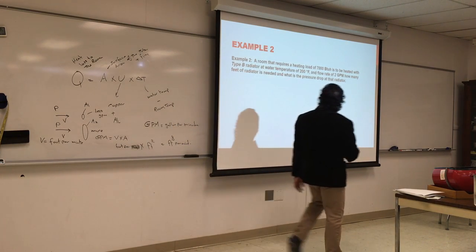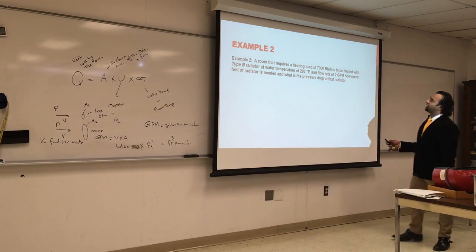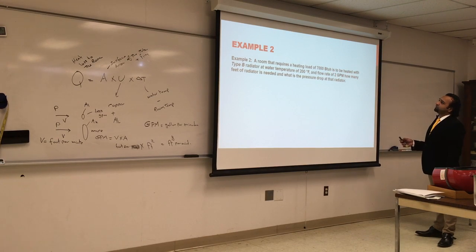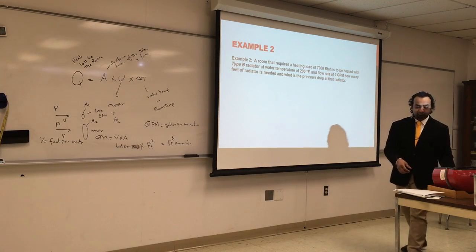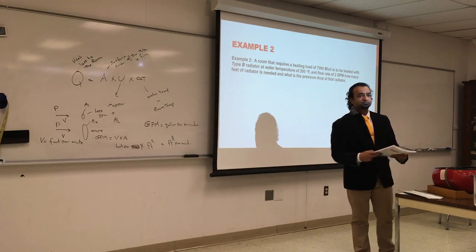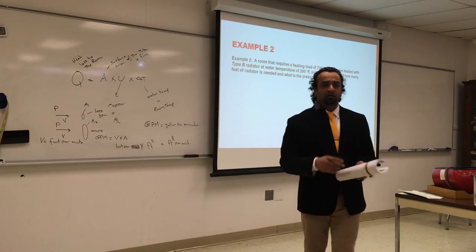Another one: a room requires a heat load of 7,000. It's to be heated with a type B radiator at a water temperature of 200, with a flow rate of 2 GPM. How many feet of radiator is needed and what is the pressure drop at that radiator? So let's do that together. Okay, can we stop the video?